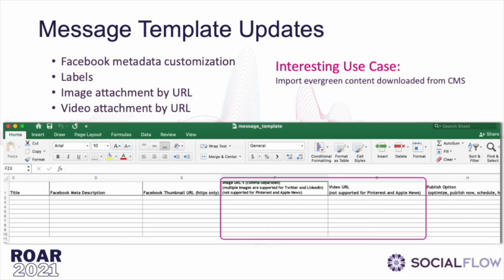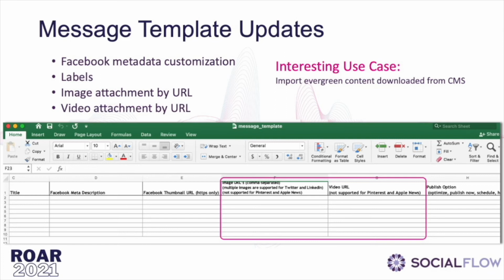So the next item I want to highlight today is another way to bulk import content into SocialFlow. Outside of feeds and the Chrome extension, you can get content into our system through the message template. It's basically an Excel spreadsheet, and as you can see here, there are a number of different columns. We've recently added more columns to the spreadsheet. You may have heard in Jason's session yesterday, if you attended that ROAR session, that these updates have made the message template very, very helpful.